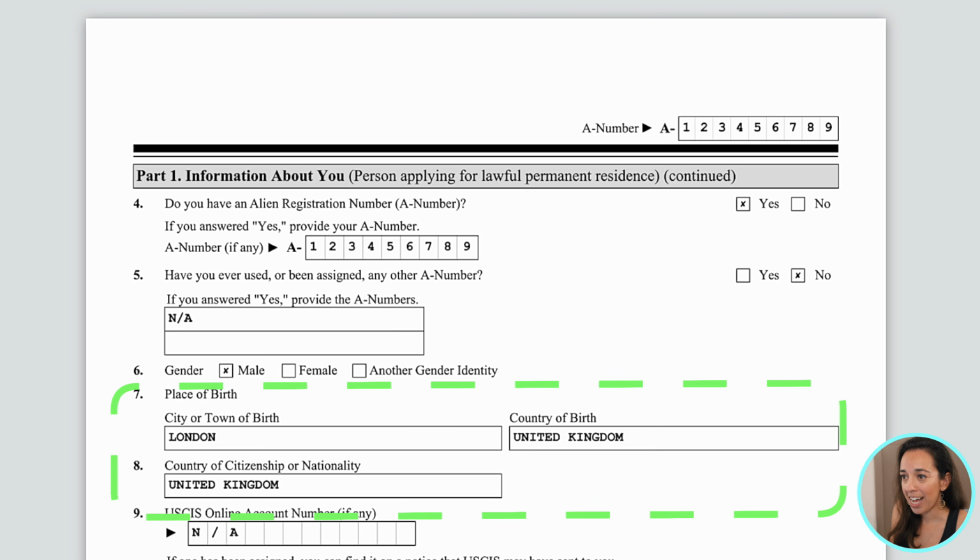Question 7 asks for their place of birth, so we wrote down the city, which is London, the country of birth, United Kingdom, and country of citizenship or nationality, which is where he immigrated from, and again, we put down United Kingdom.